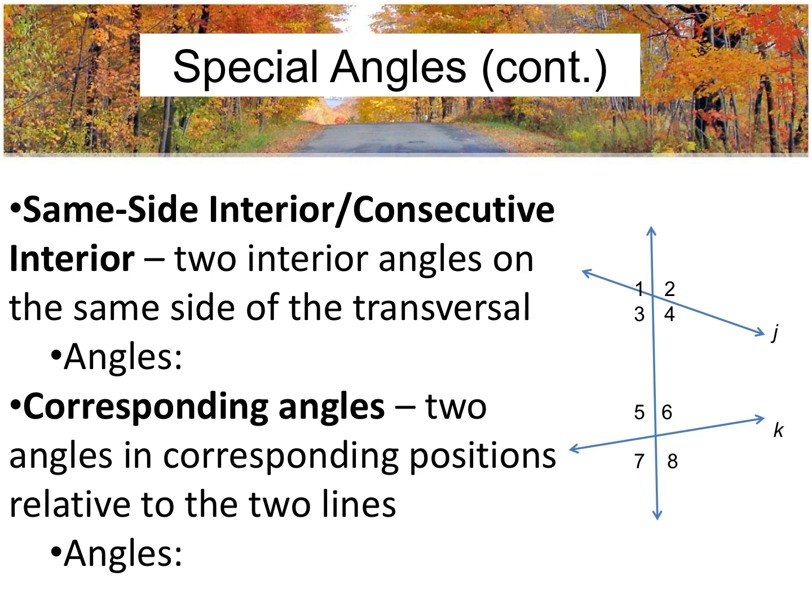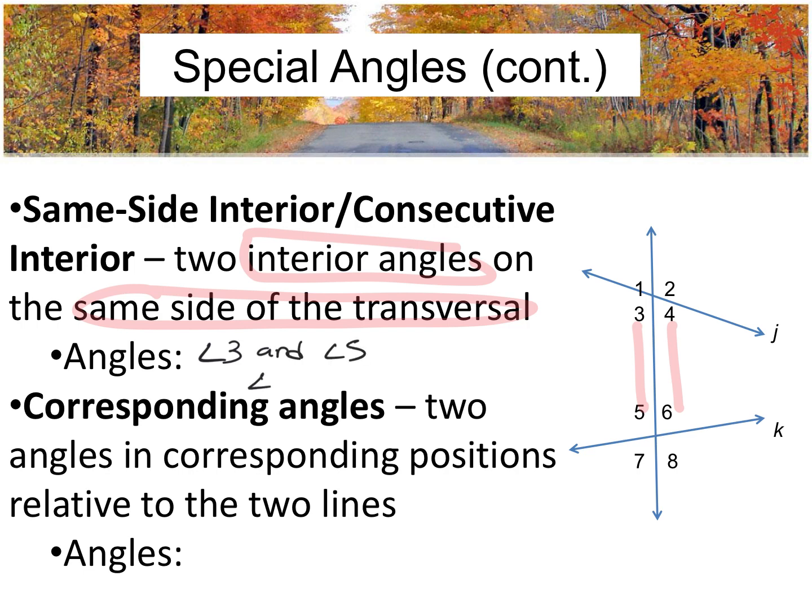So these are the special angles continuation. So same side interior or consecutive interior. Those are the two interior angles on the same side of the transversal. So let's look at the keywords in the example: same side of the transversal and interior angle. So those are the angles you want to look at when doing this. So same side interior are going to be these two. Again, the interior angles are the ones that are in between the two lines and cut off in the middle by the transversal. So they are going to be angle 3 and 5 and angle 4 and 6.